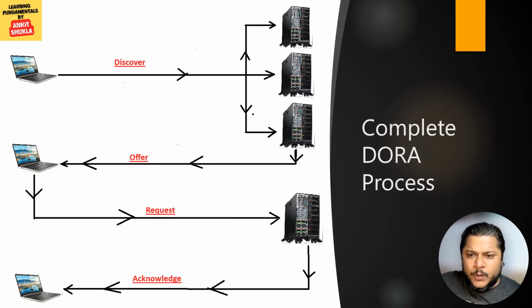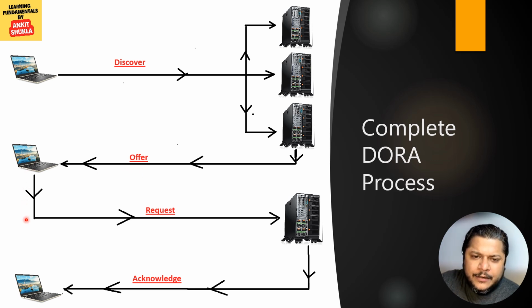If you want to have a quick look at the entire detailed structure of the step-by-step DORA process, this is how it is. The client sends a broadcast message once it joins the network. That request is a discover request, and that broadcast message is sent over to different DHCP servers in the network. One of the servers responds back, or multiple servers respond back with that offer to the client.